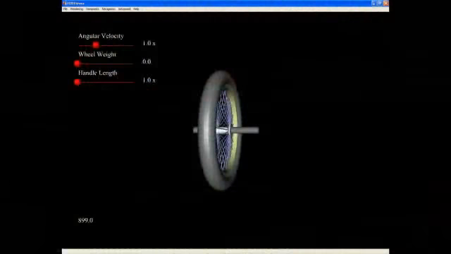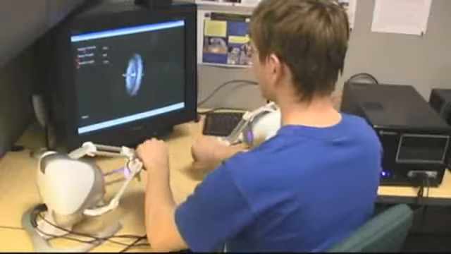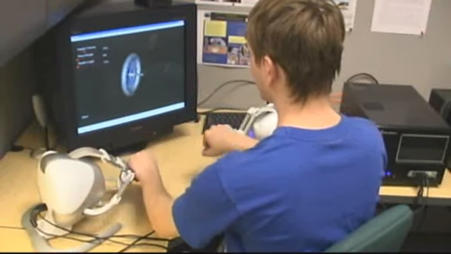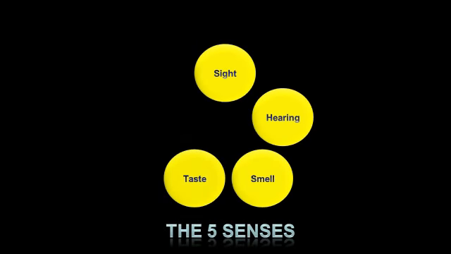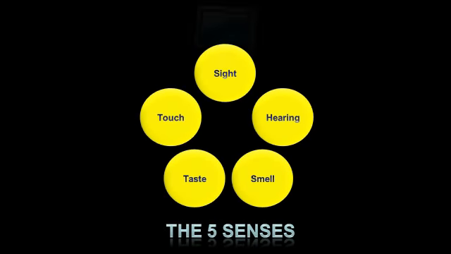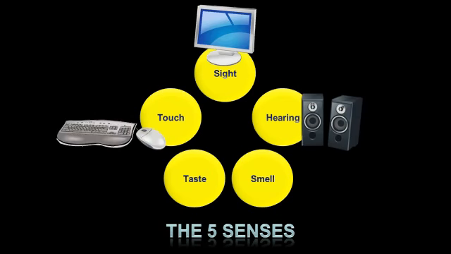We've developed a haptic space simulation to help students gain a better understanding of how gyroscopic forces work. Using haptics, we have the ability to physically touch and interact with artificial environments. Humans obtain information and interact with the world via our five senses: sight, hearing, smell, taste, and touch. We commonly use displays for sight, speakers for hearing, and a keyboard and mouse for input, but this really limits our ability to touch and completely ignores the senses of taste and smell.